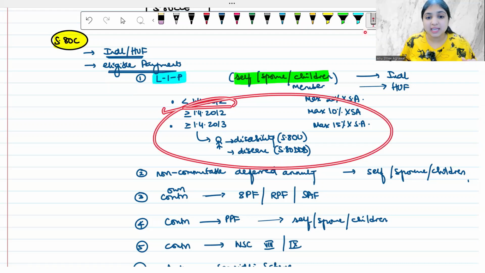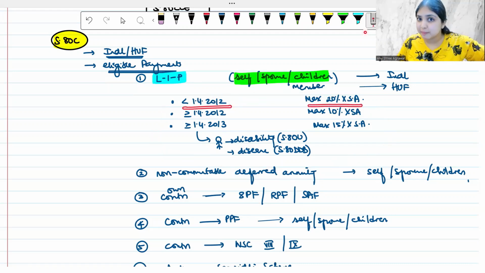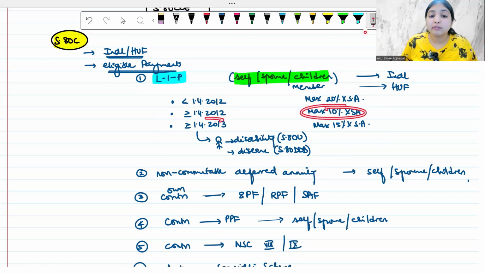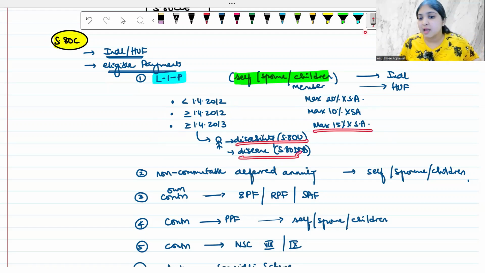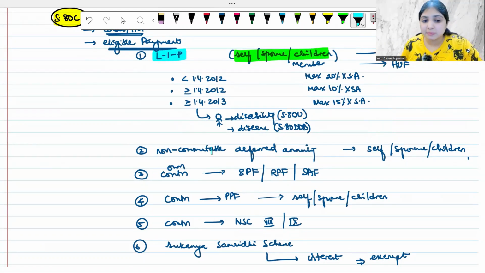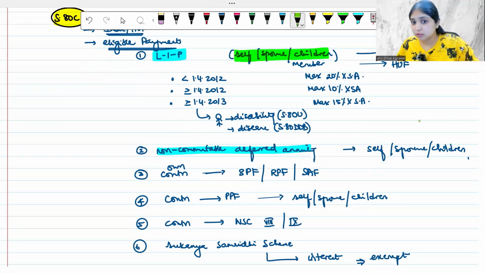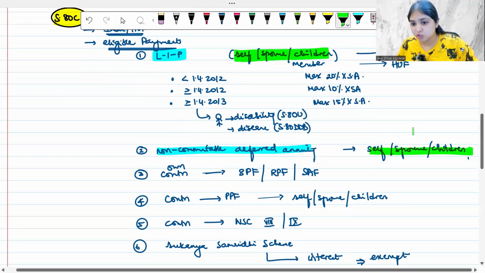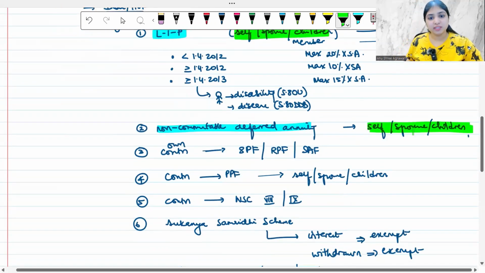If the policy was taken before 1st April 2012, maximum 20% of sum assured. If the policy is taken on or after 1st April 2012, maximum 10% of sum assured. If the policy is taken on or after 1st April 2013 on the life of a person who is either disabled or suffering from a disease, maximum 15% of sum assured. This is what's going to be allowed under Section 80C. Then, if the assessee makes payment towards non-commutable deferred annuity, again in the name of self, spouse or children, even this will be eligible for Section 80C.